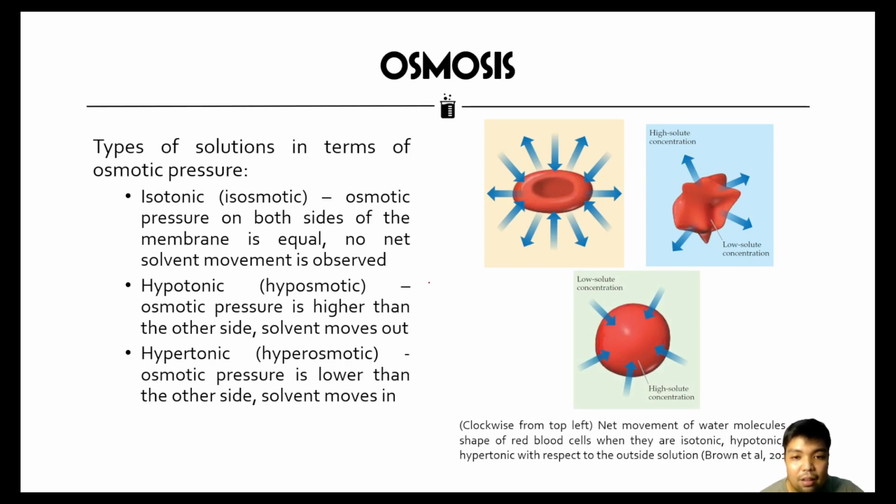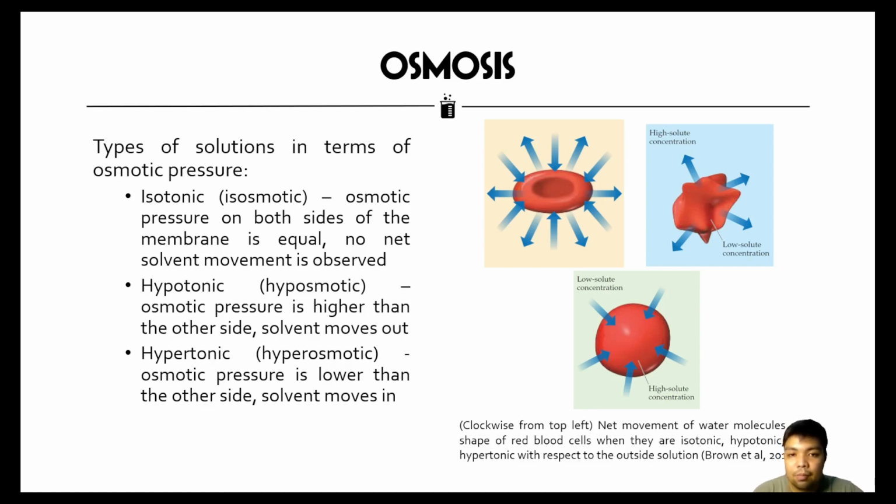Now, in a red blood cell, if the outside of the red blood cell has a lower solute concentration relative to its inside, water molecules will pass through the cell membrane and move into the red blood cell in order to address this concentration gradient. And as a result, your red blood cell will swell. And if the concentration gradient is really great, such that the osmotic pressure is too high, in worst case scenarios, your red blood cell will burst.